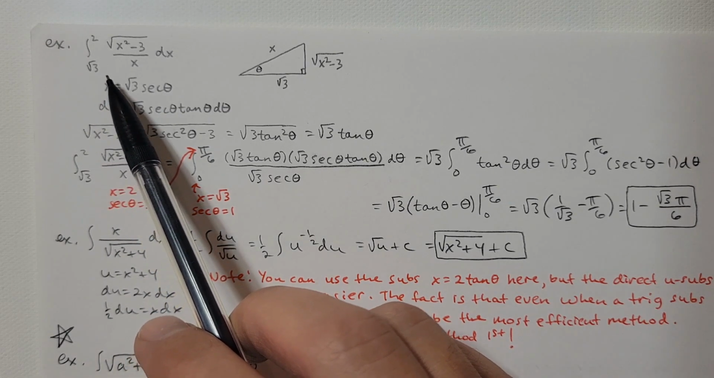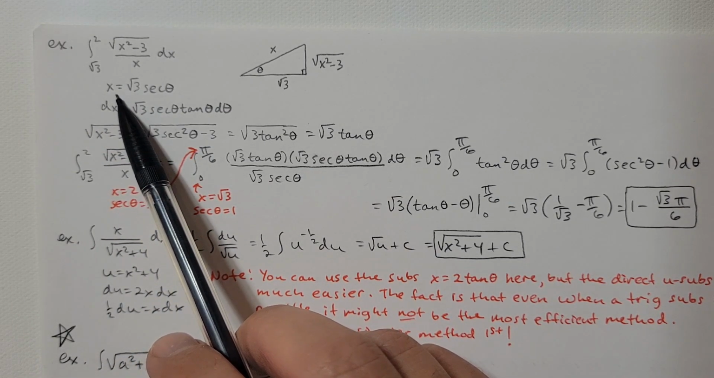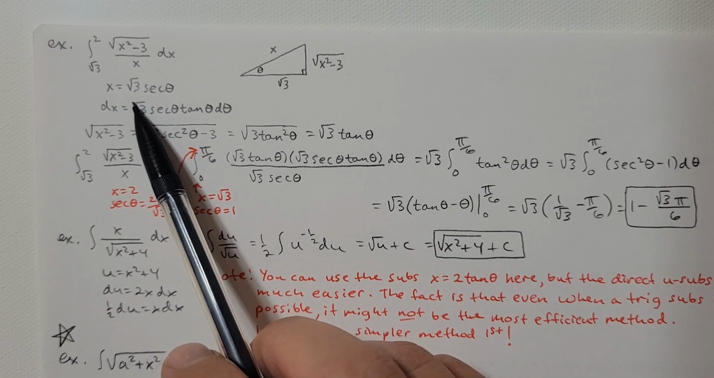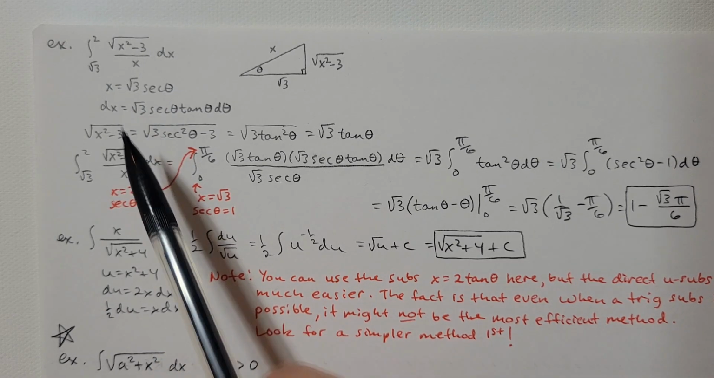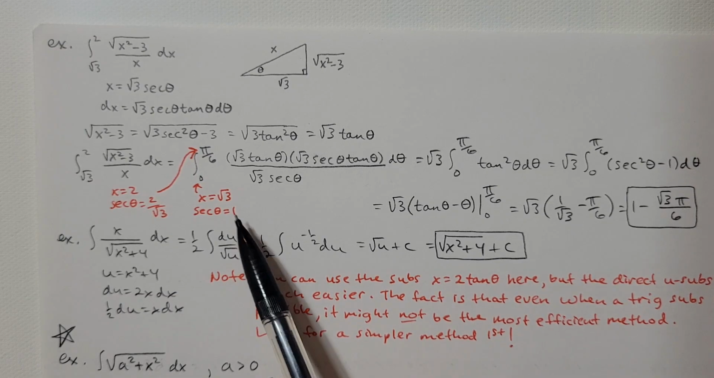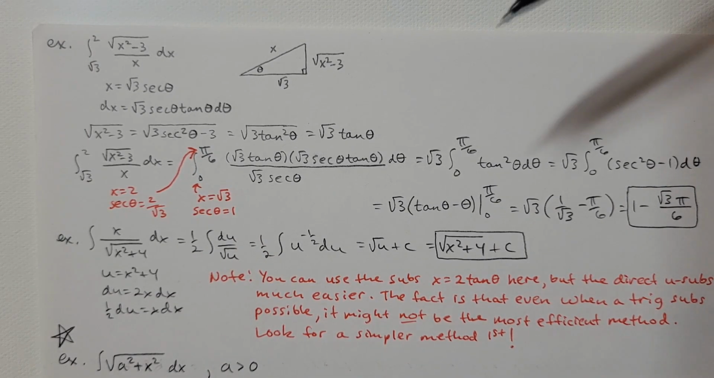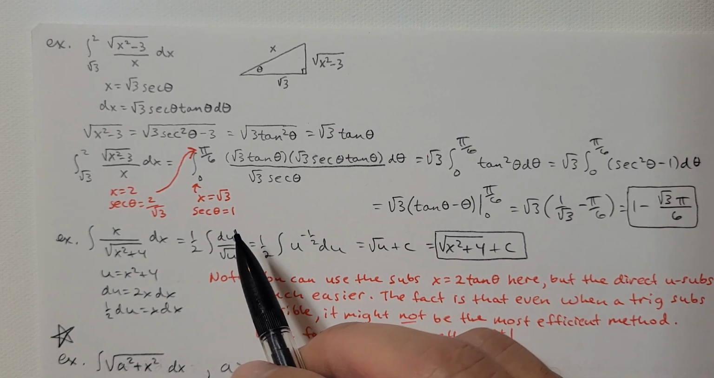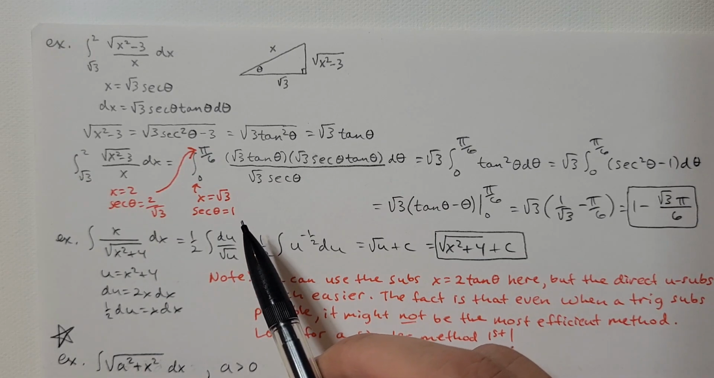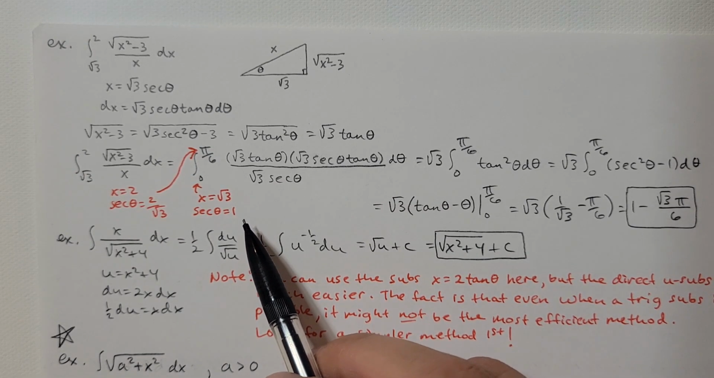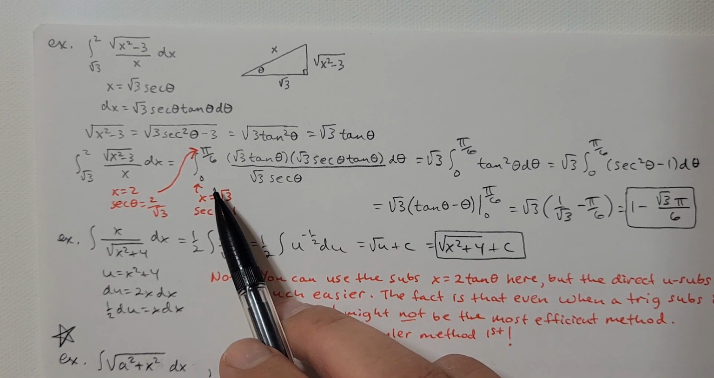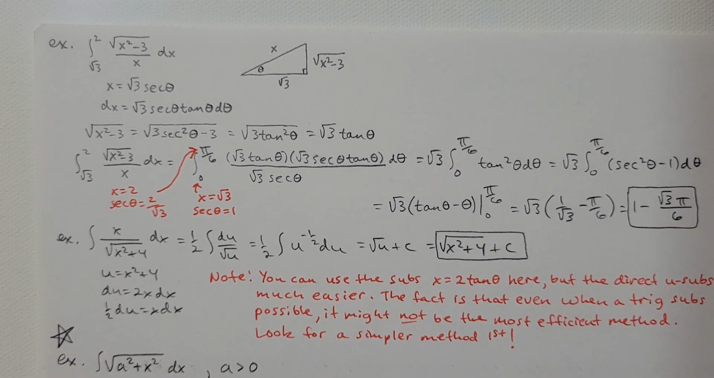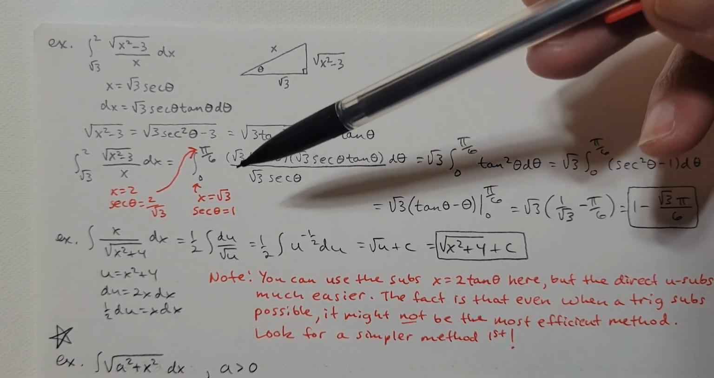The lower bound, let's see, when x is root 3, I got root 3 equals root 3 times secant theta. Divide both sides by root 3, and so secant theta would be 1. Secant theta, again, is the reciprocal of cosine theta, so 1 divided by cosine theta equals 1, or multiply both sides by cosine theta. Cosine theta equals 1. So when does cosine theta equal 1? Or for what value of theta? Theta would have to be 0, right? Because cosine of 0 gives me 1. Okay, so my new integral then is we're going to be going from 0 to pi over 6.